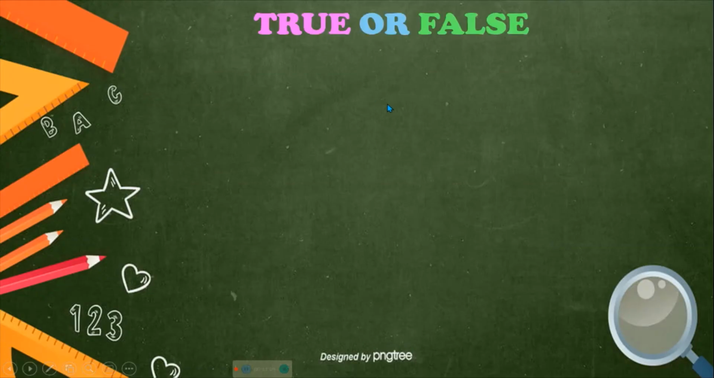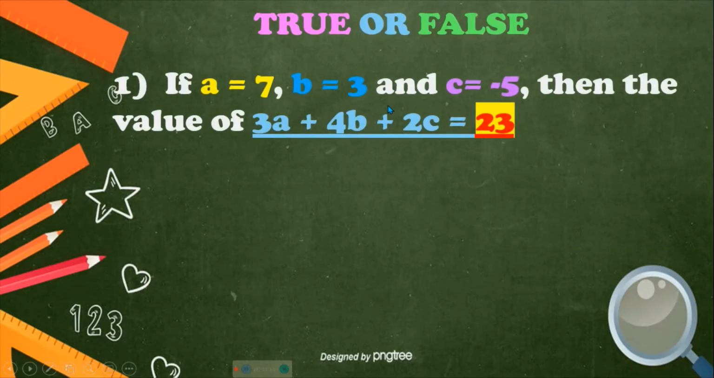Okay, let us practice. True or false? If A is equal to 7, then B is equal to 3, and C is equal to negative 5, then the value of 3A plus 4B plus 2C is equal to 23. Is it true or false? So we will see. This is the solution.